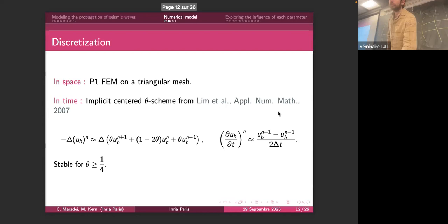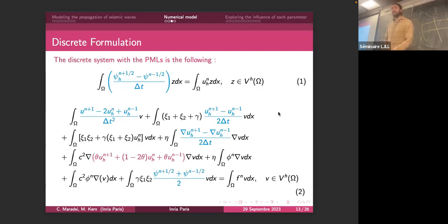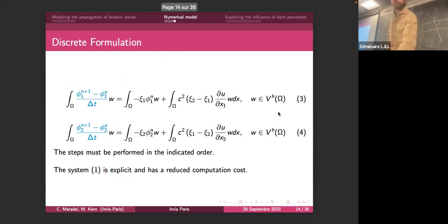Now, for the discretization, we did P1 in space with a triangle mesh, and in time we use an implicit centered scheme, an implicit centered theta scheme. We use this because we have a result where we know that for theta greater than 1/4, it is unconditionally stable. So that's why mainly we will use that scheme. So the discretization is going to look like this. In blue, this is the discretization in time, and in red it's the implicit scheme. We now have 4 problems to solve.